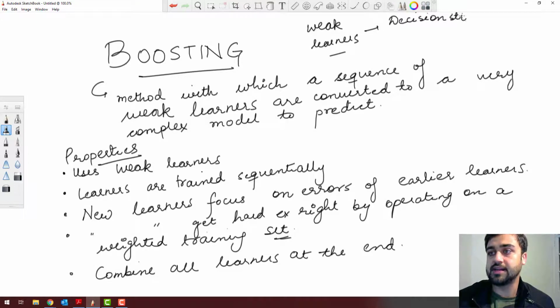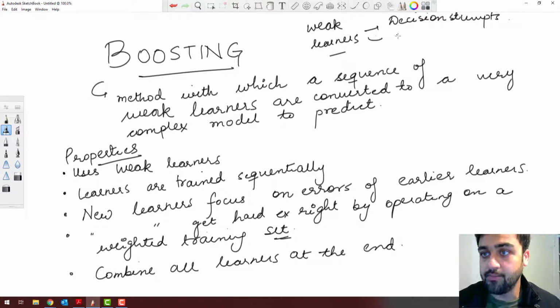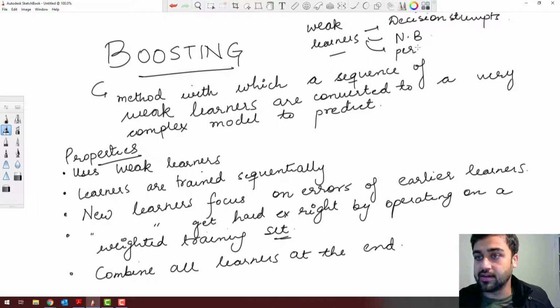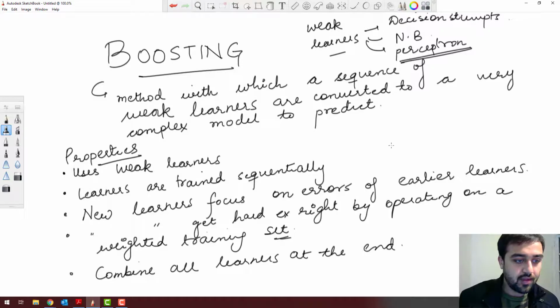So examples of weak learners would be decision stumps. These are basically decision trees with one node. Okay. Then naive Bayes model. Naive Bayes model is a weak learner. Perceptron is also another weak learner, right? So if you take a single perceptron, it's very weak, right? But you combine multiple perceptrons together, you get a neural network, which is a very complex model, and it can predict nonlinear boundaries as well. So what we can say is, neural nets is a boosted version of perceptron, right?